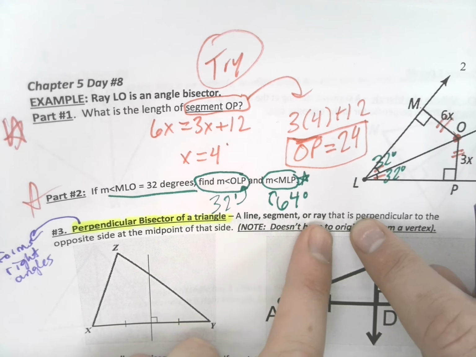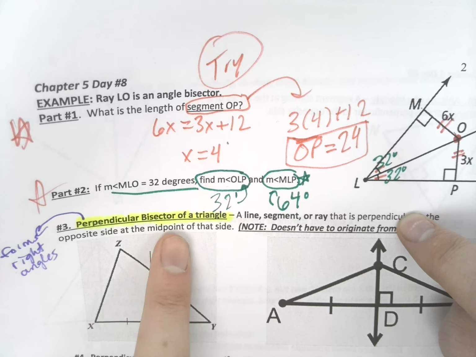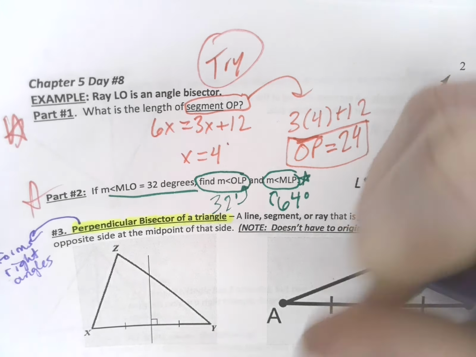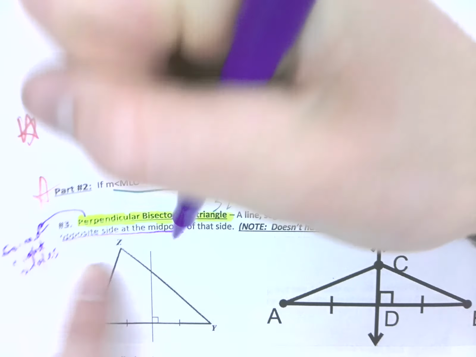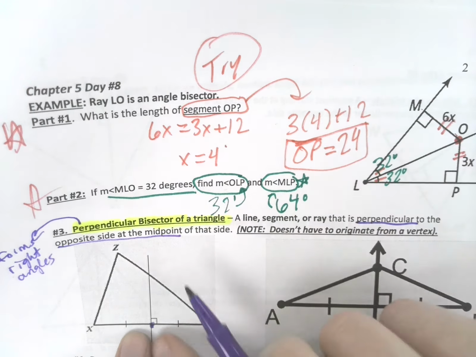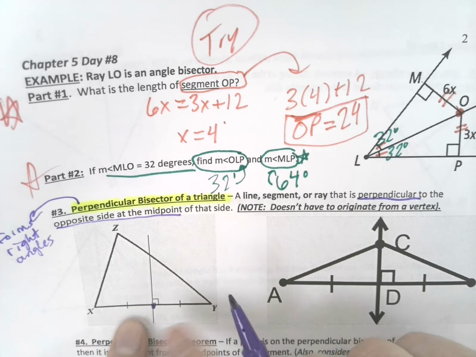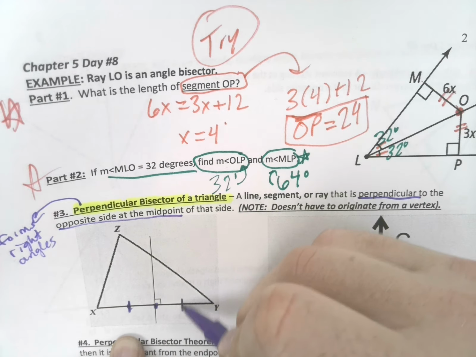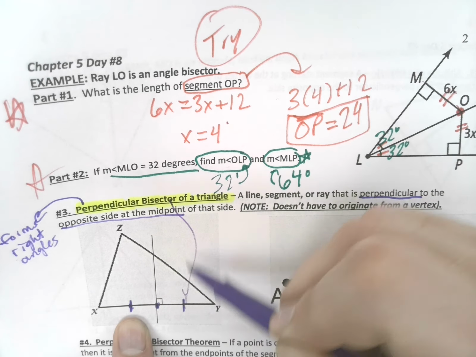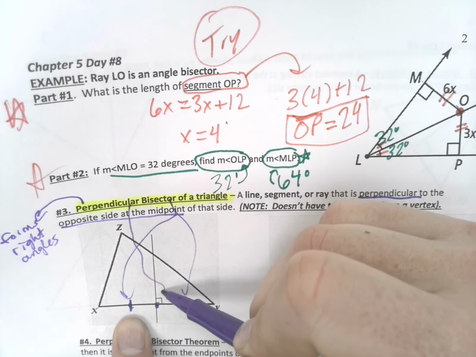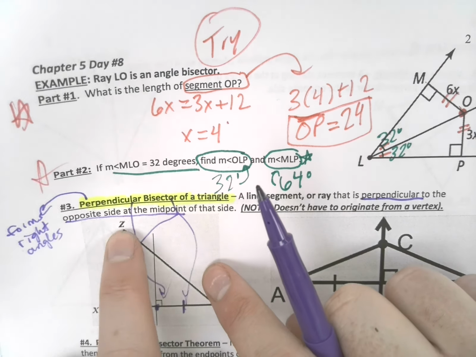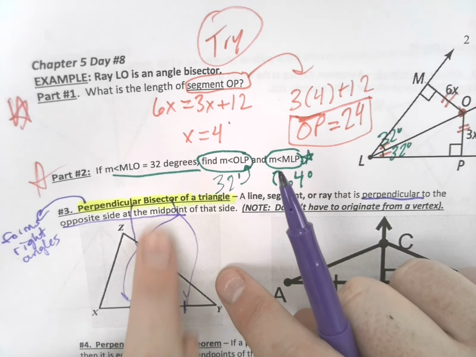So a line segment or a ray that is perpendicular to the opposite side of the midpoint of that side. So, okay, perpendicular, so we know it hits against the opposite side at the midpoint of that side. So it bisects, splitting up equal, so we have equal halves, and it creates our right angle. So the bisector part comes from there, and the perpendicular part comes in right there. We can see that there, and we can see it doesn't even have to go through a vertex. Like, it doesn't have to go through Z. It can just cut right down the middle here.